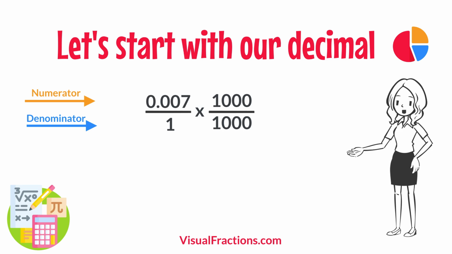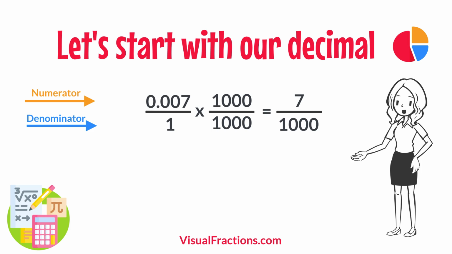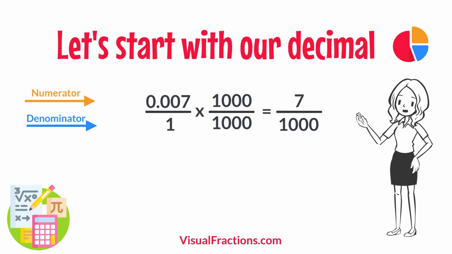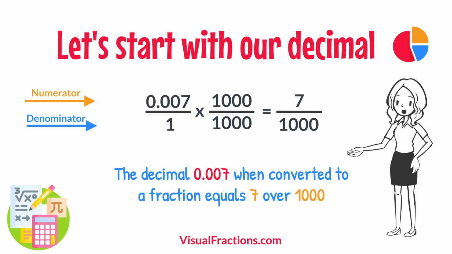So, 0.007 times 1000 gives us 7, and 1 times 1000 gives us 1000. This translates 0.007 to the fraction 7 over 1000. And there you have it. The decimal 0.007 when converted to a fraction equals 7 1/1000ths. This fraction is in its simplest form and cannot be further simplified.